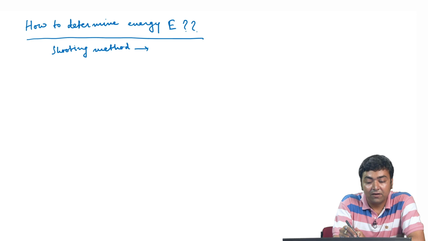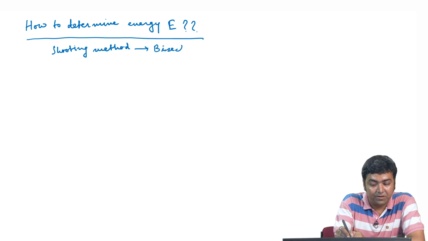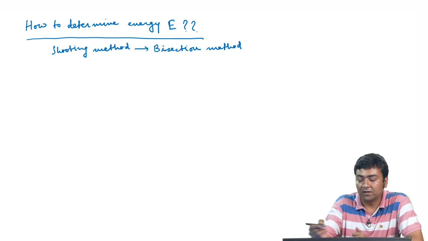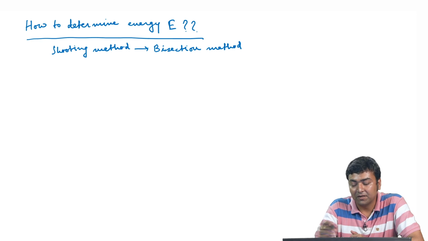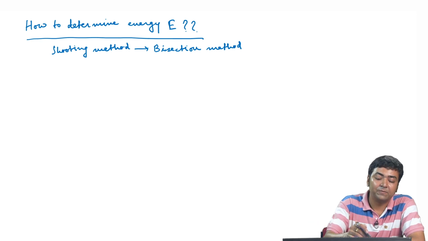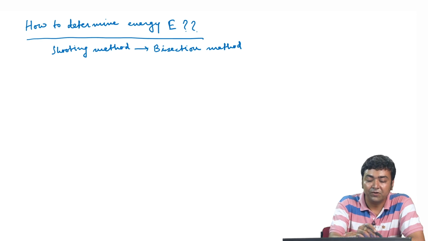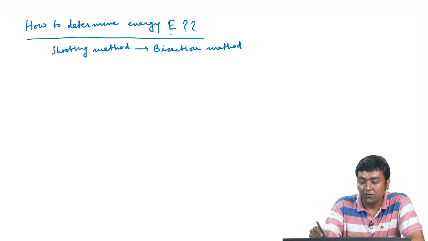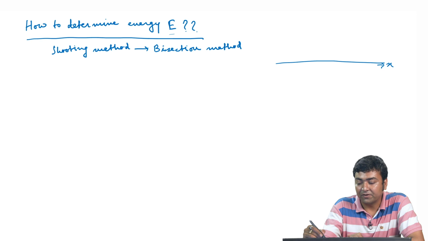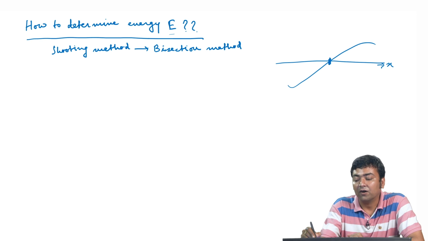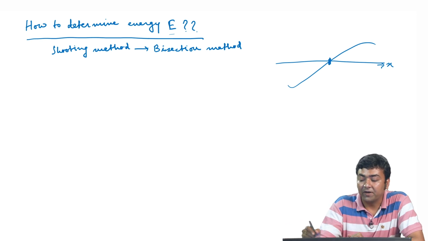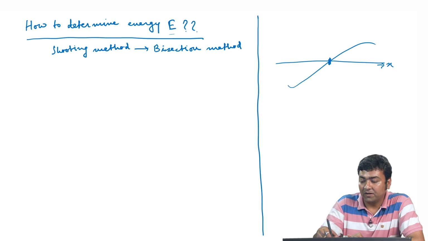This is analogous to the bisection method, which some of you may be familiar with, but I will quickly recap what is done in the bisection method, so that it will be very easy to translate the same idea to determine the value of E. So, in the bisection method, suppose this is my x axis and I have some function which goes like this. What I want to find out is the root of the function. This is a slight detour. So, this is my bisection method.